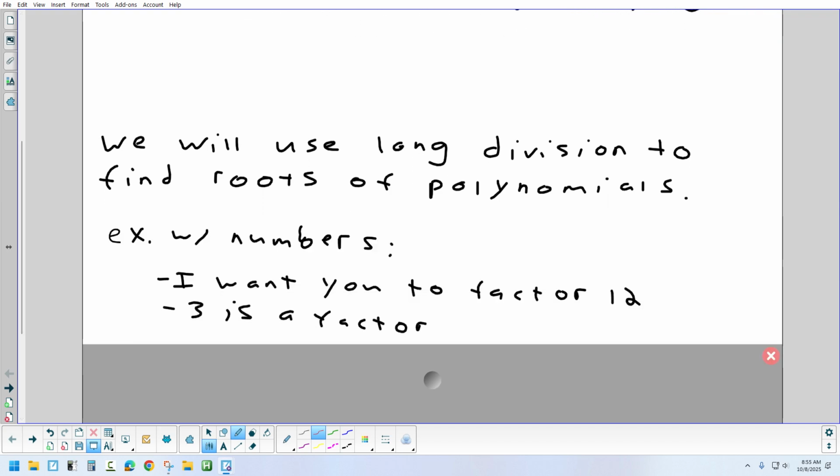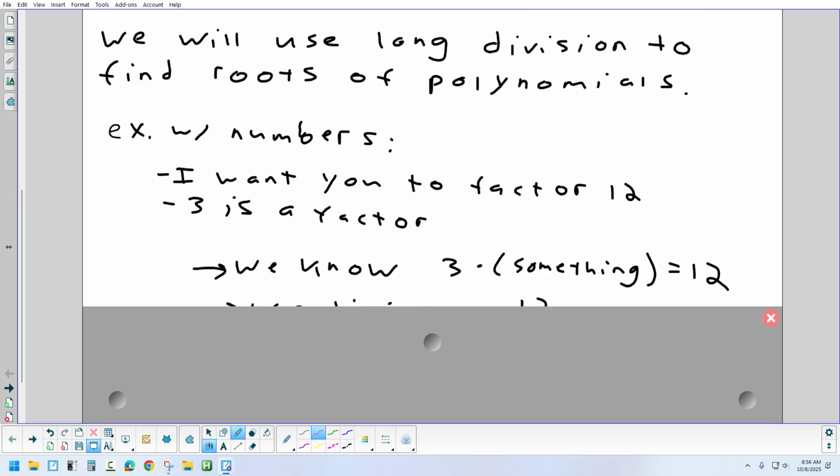So let's say that I wanted you to factor the number 12. Okay? And factor means to write 12 as a product of something times something. And I tell you that 3 is a factor. Okay, so I'm giving you a hint. 3 is a factor of 12. How do you find the other factor if you don't know it? Divide 12 by 3. Right. You divide 12 by 3.